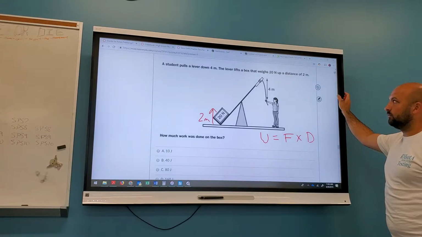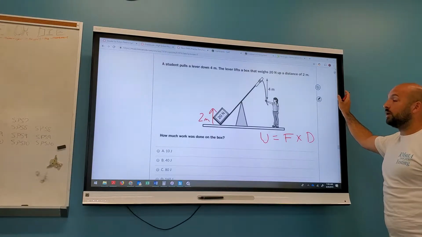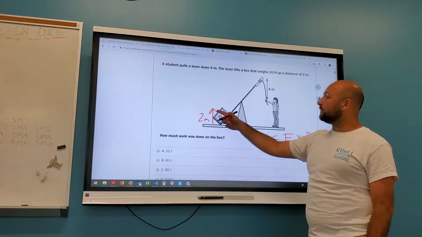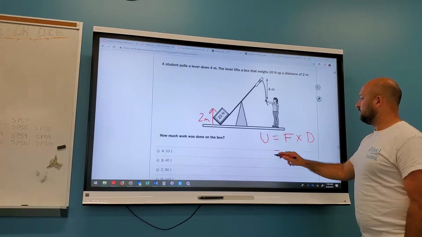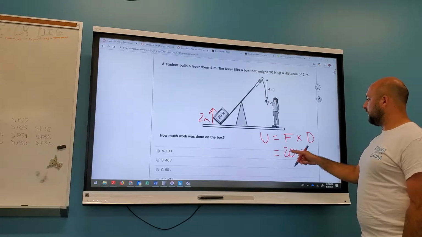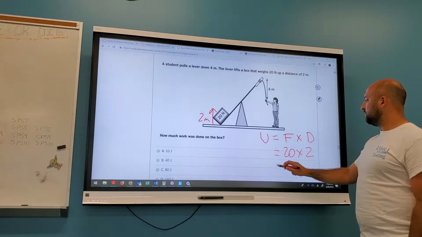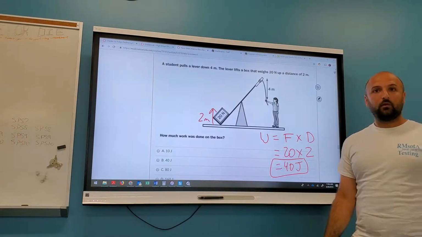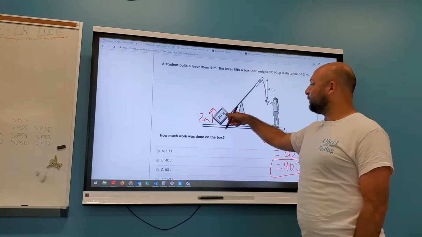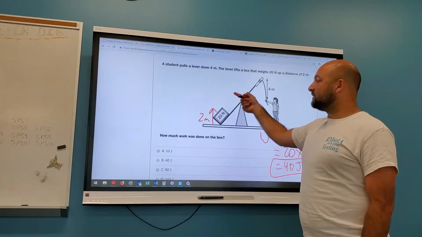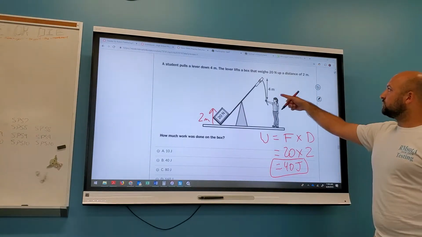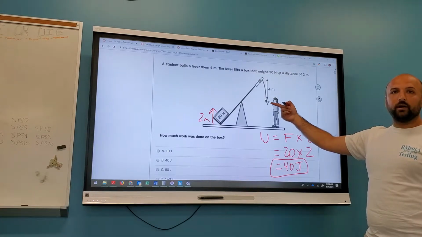which do I use? Well, this is where it gets really complicated, so stay with me here. Now, if I'm lifting a 20 newton box 2 meters, that gives me 40 joules. And that is the right answer, okay? I don't care about her, I care about the box. I'm lifting the box. The box's distance and the box's force. However, she's using mechanical advantage here, right?